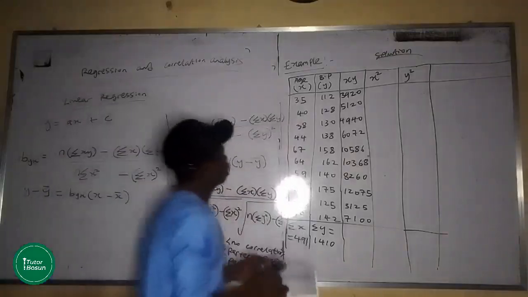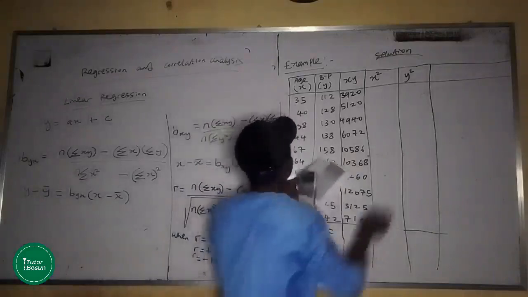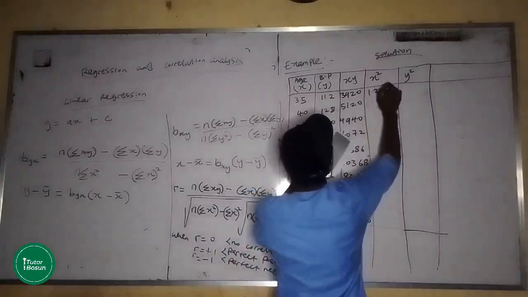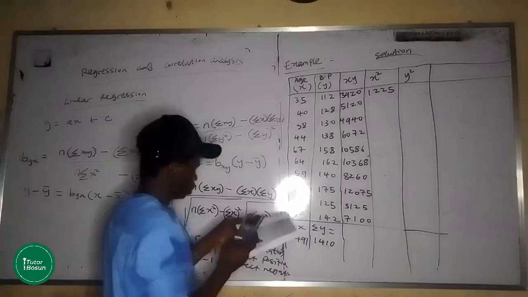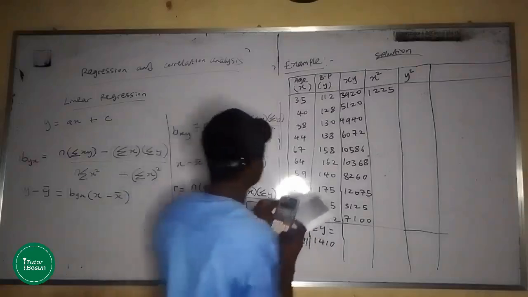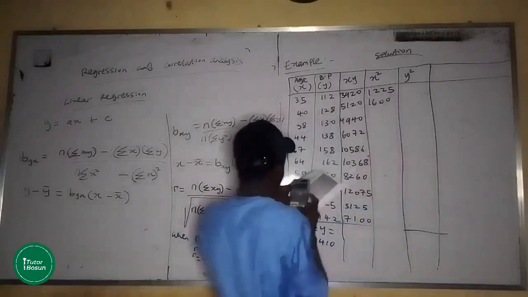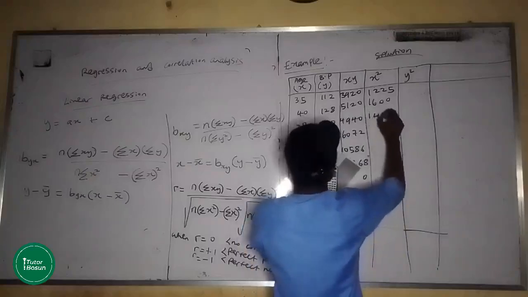So to get our x squared, the first one is 35 squared, which is 1225. We have 40 squared, that's 1600. We have 38 squared, that's 1444.